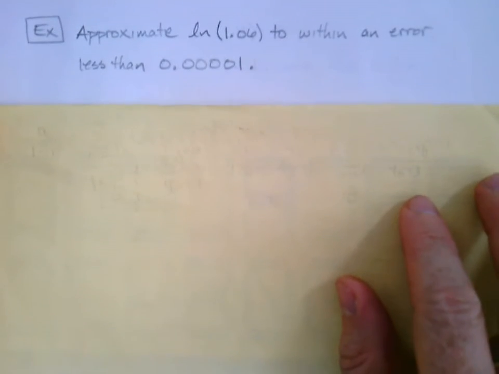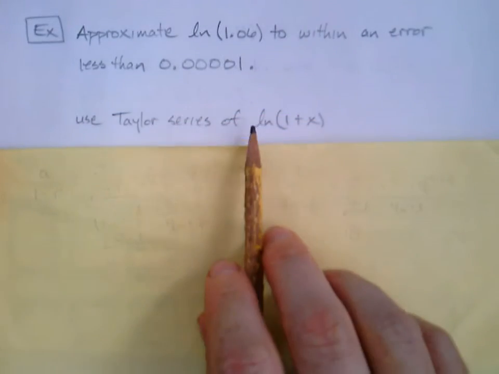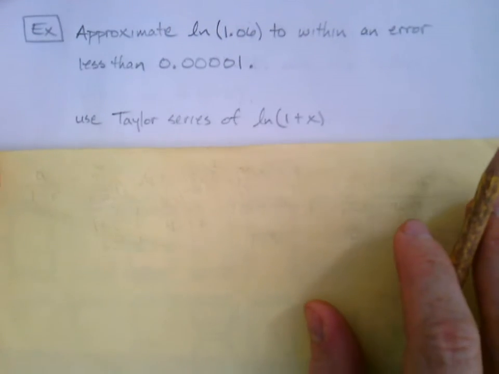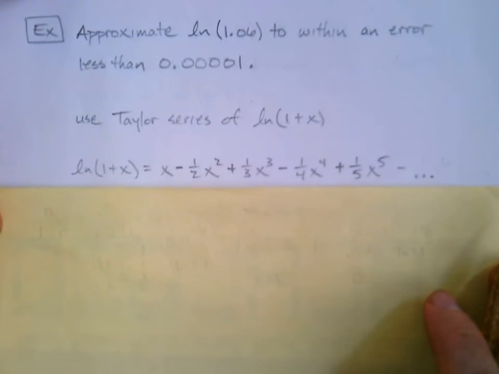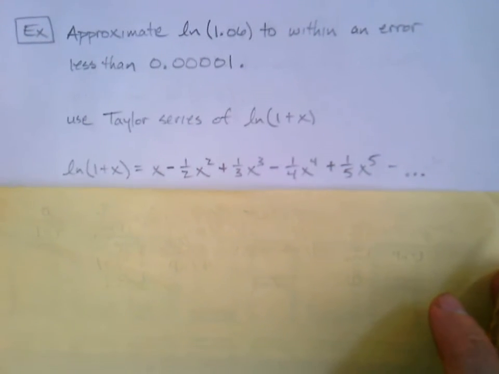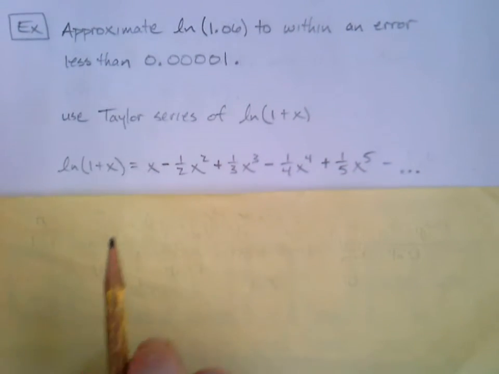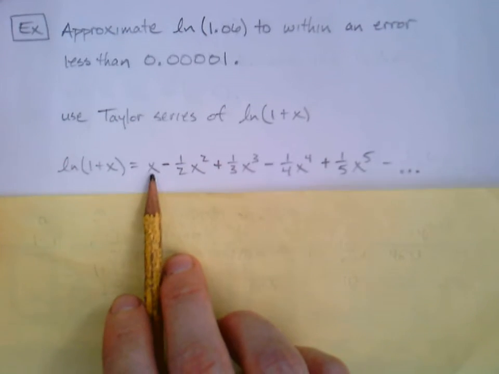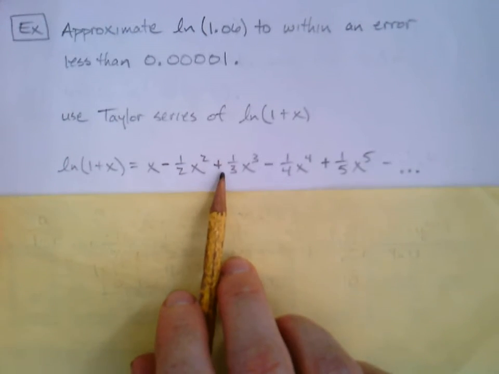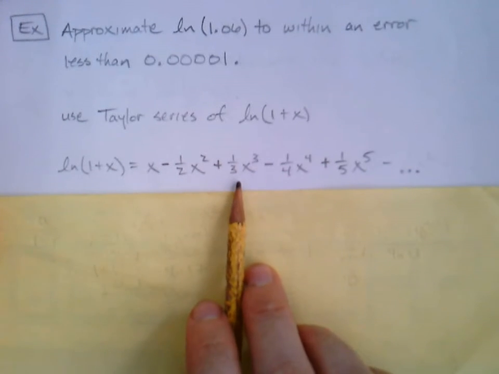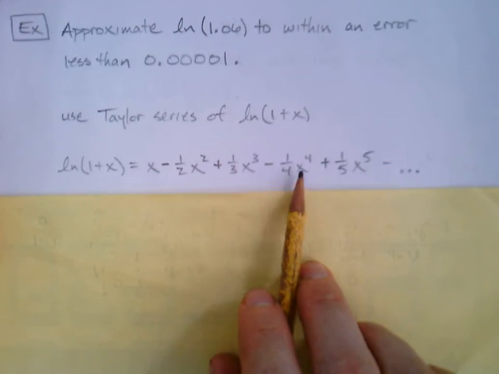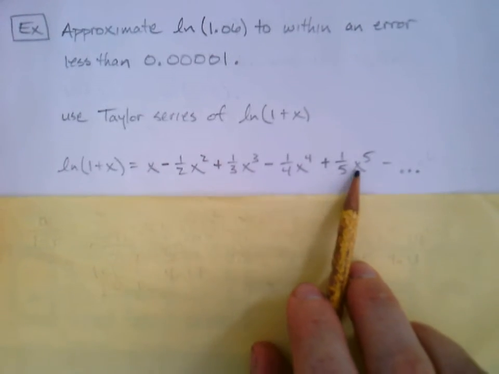Well, again, we're going to use that basic Taylor series of natural log 1 plus x. Here it is, same series we saw a moment ago. This time I've listed another term, so follow the pattern. x minus 1/2 x squared plus 1/3 x to the third. The next would be minus 1/4 x to the fourth. The next one after that would be plus 1/5 x to the fifth.